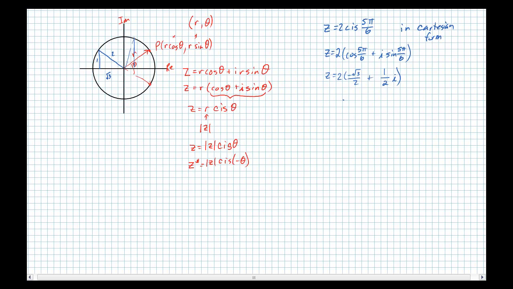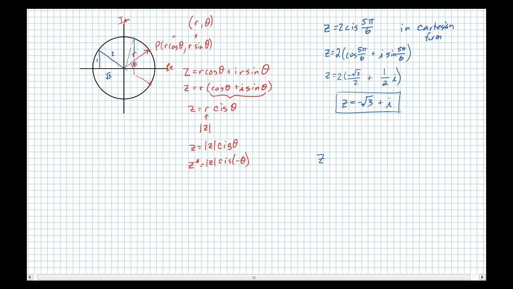We can put all that together and we get z equals negative root 3 plus i. So now you have it in Cartesian form, where you go negative root 3 in the real direction, and then up 1 in the imaginary direction. So real, negative root 3, imaginary, 1.